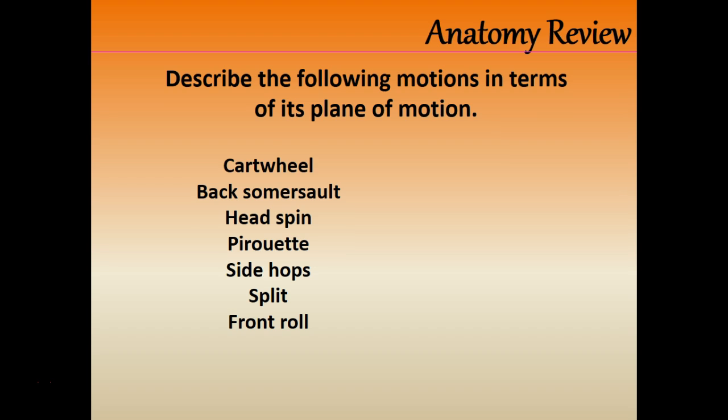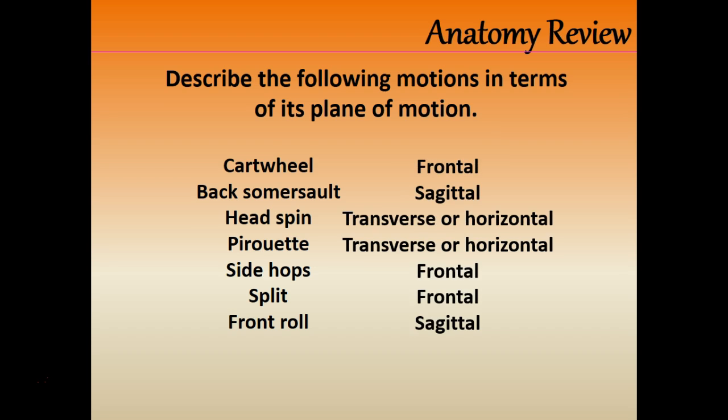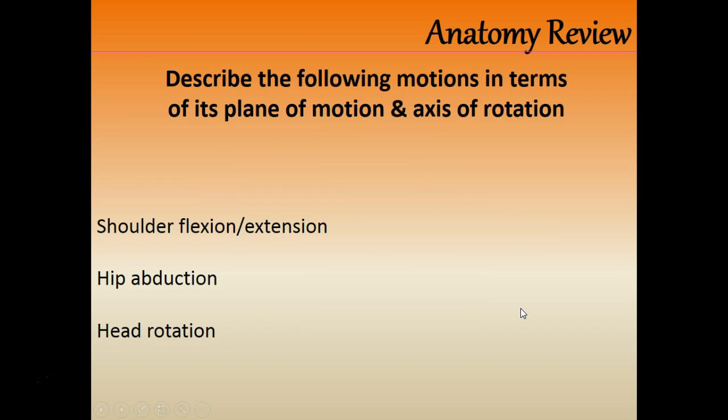So cartwheel, probably going to be predominantly frontal plane, right? A back somersault, for the most part, will be sagittal plane. And then we can go down this list, and what we're doing is describing the motion in terms of its plane of movement. Hopefully that makes sense for you all. We'll do this in class a little bit. Describe the following motions in terms of its plane of motion and now axis of rotation.